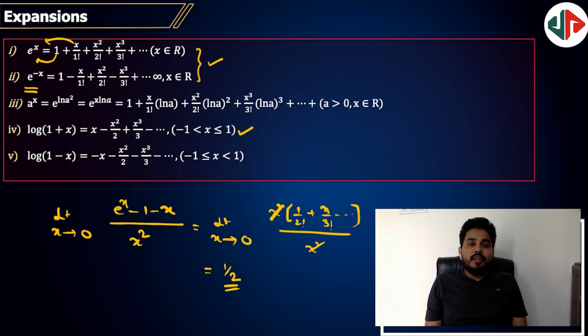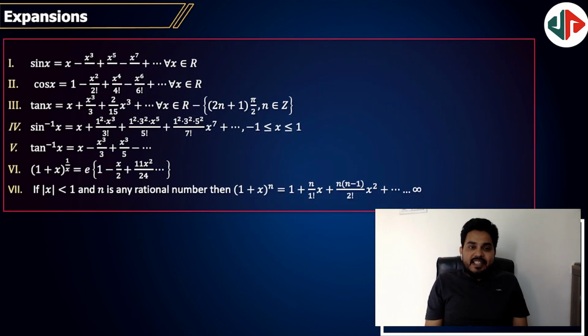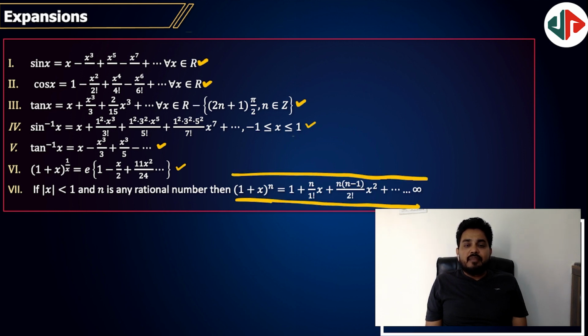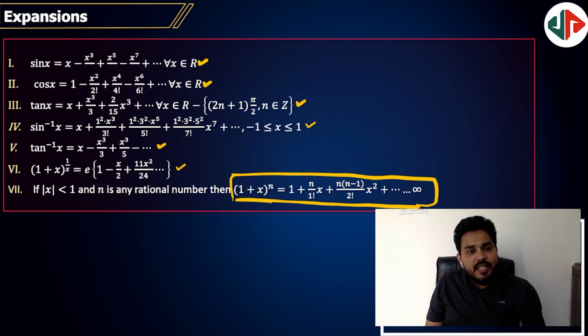These two are very, very important. This is also important. This is also, to some extent, okay. With the help of these two only, we will be writing the sin x expansion, cos x expansion, tan x expansion, sin inverse x expansion, tan inverse of x, 1 plus x whole to the power of 1 by x. And what is this one? This is the binomial theorem. So everyone should know what is sin x, what is cos x, what is tan x, what is sin inverse x. Everything, one should know these values.